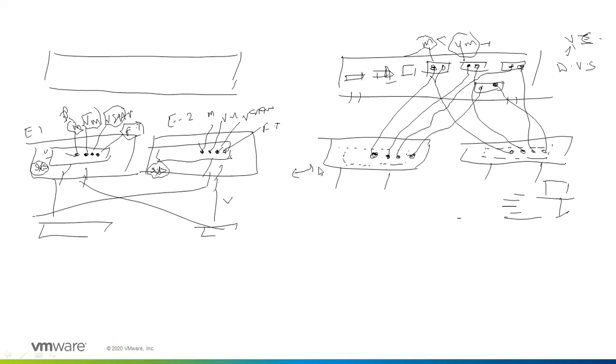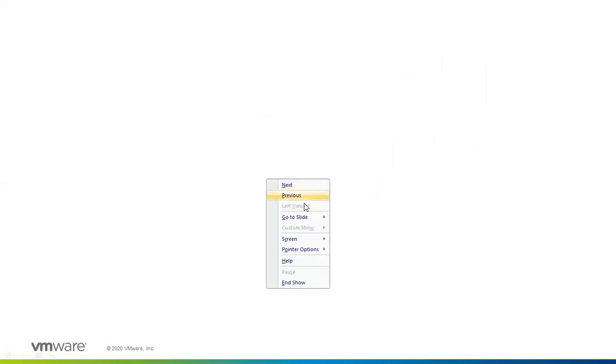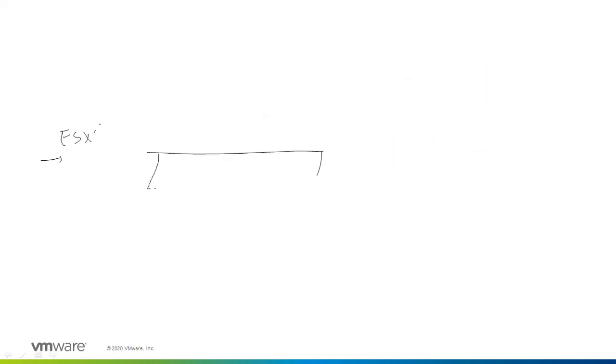So now, how is my switch architected in the VMware environment? By default, each ESXi host is built with a default virtual switch. By nature, that default virtual switch is a standard virtual switch, and it is identified as virtual switch 0.